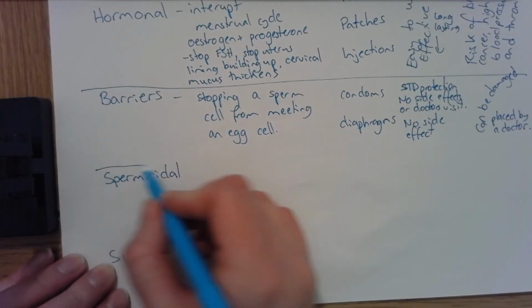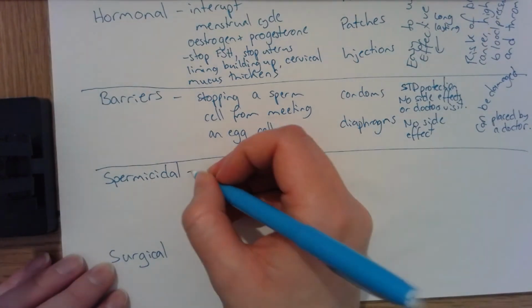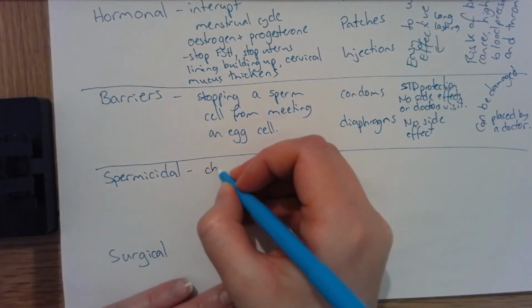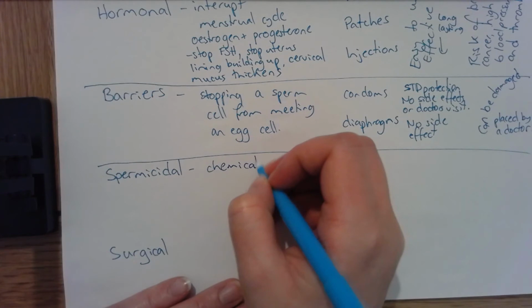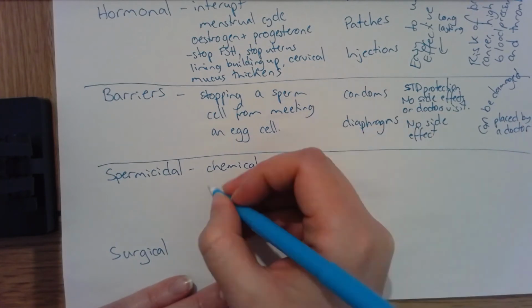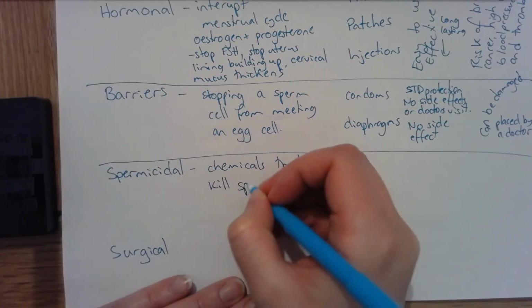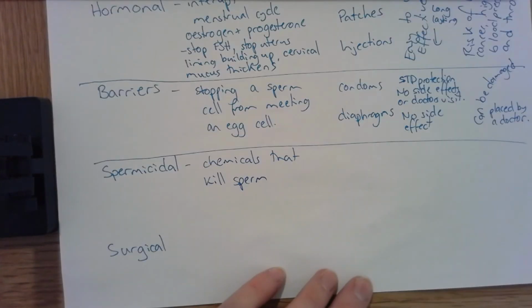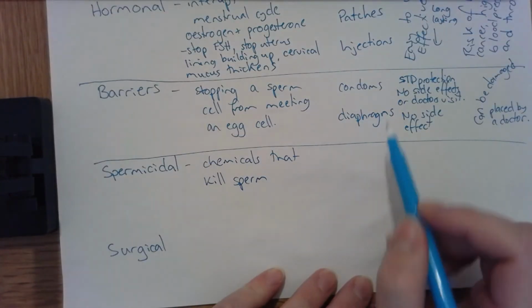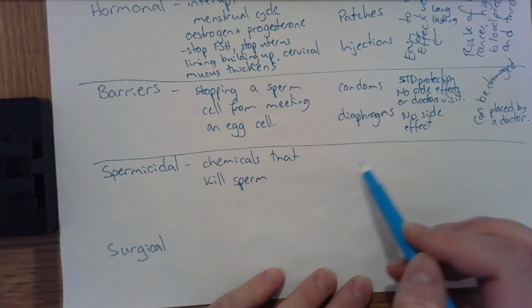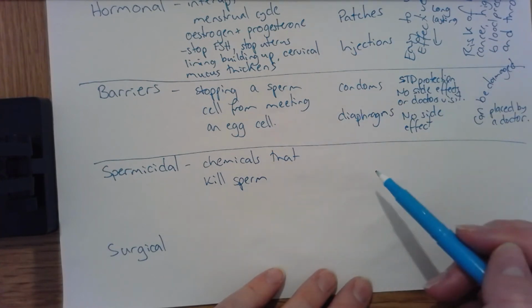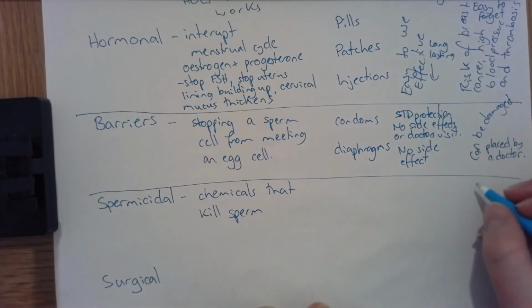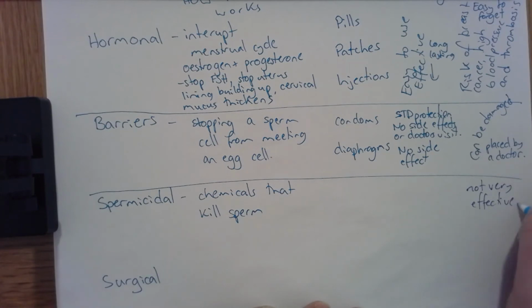So our spermicidal, these are chemicals that kill sperm. So if the sperm is dead, it can't fertilize an egg. And so all of those chemicals fit into one. They have one major disadvantage, which is that they are not very effective if they are used by themselves.